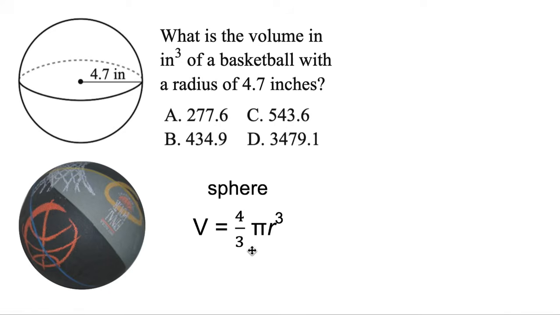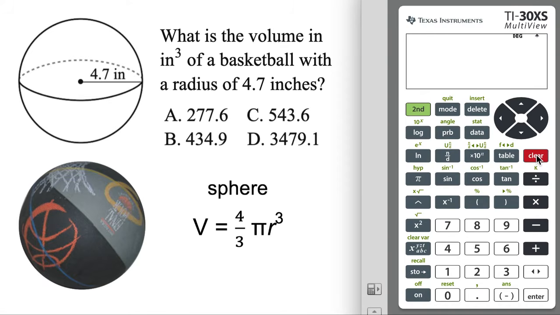From there, we're going to type this into the calculator. We're just going to change the radius there to 4.7. So let's go ahead and see what that looks like here. Okay, we'll start with that 4/3. So we'll hit this fraction button here. Then 4, down 3, right to get out of the fraction.